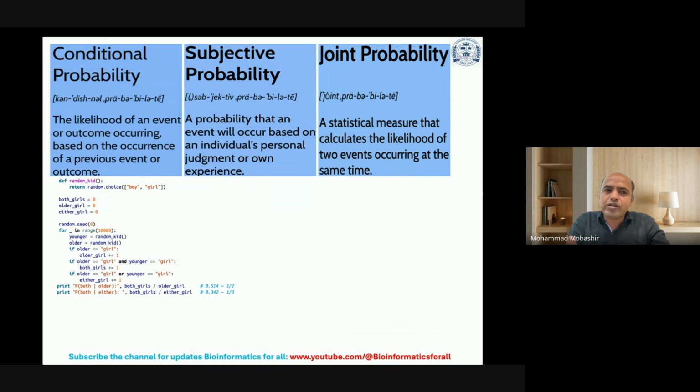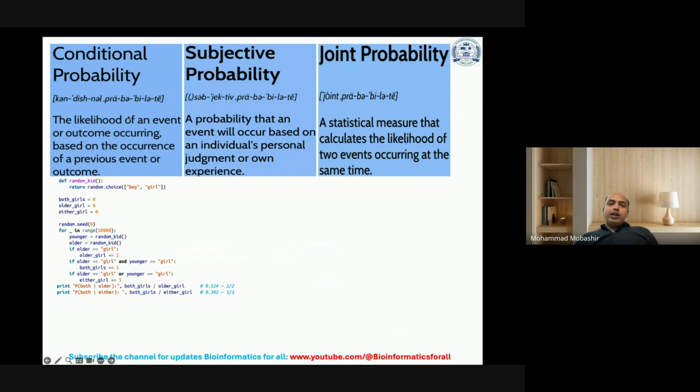The conditional probability is the likelihood of an event or outcome occurring based on the occurrence of a previous event or outcome. That means here the occurrence will be dependent on the previous event. But when we are talking about subjective probability, it is the probability that an event will occur based on an individual's personal judgment or own experience. So this is subjective. And joint probability is the statistical measure that calculates the likelihood of two events occurring at the same time.